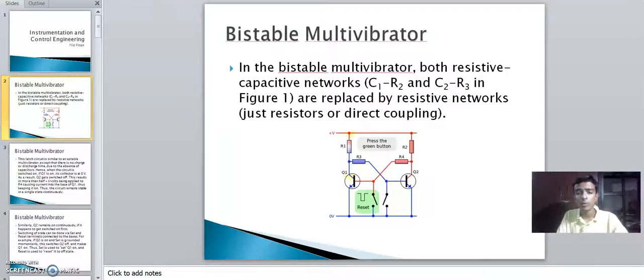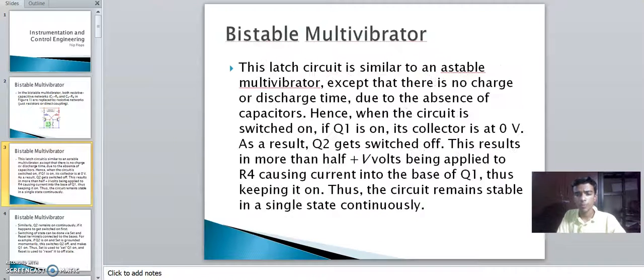So in the bistable multivibrator, both resistive and capacitive networks C1R2 and C2R3 in figure 1 are replaced by resistive networks, just resistors or direct coupling. This latch circuit is similar to an astable multivibrator, except that there is no charge or discharge time due to the absence of capacitors. Hence, when the circuit is switched on, if Q1 is on, its collector is at 0 volt. As a result, Q2 gets switched off. This results in more than half of positive volts being applied to R4, causing current into the base of Q1, thus keeping it on. Thus, the circuit remains stable in a single state continuously.